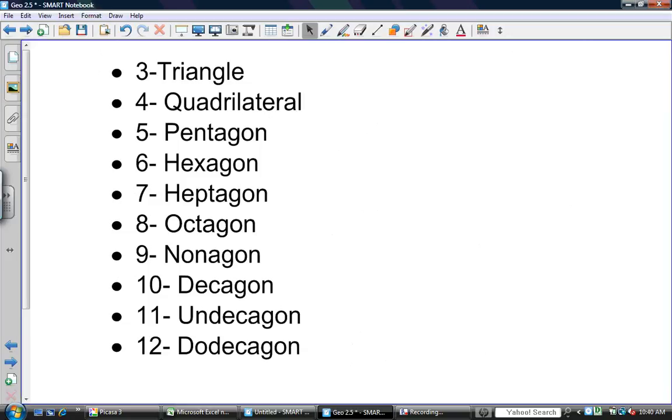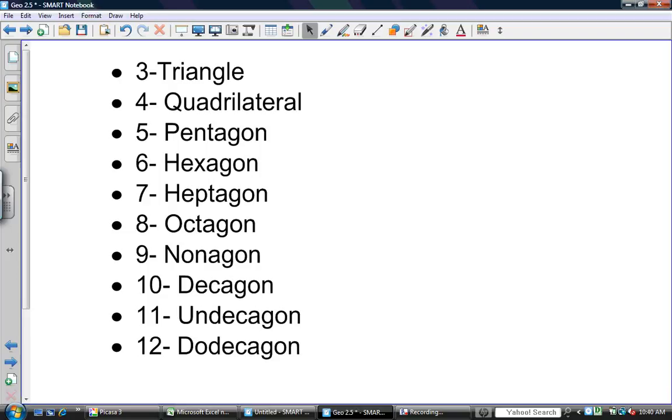Now, if a polygon has 3 sides, we'll call it a triangle. 4, we'll call it a quadrilateral. 5 sides would be a pentagon. 6 would be a hexagon. 7 would be a heptagon. Even though sometimes with 7 you see the word septagon.